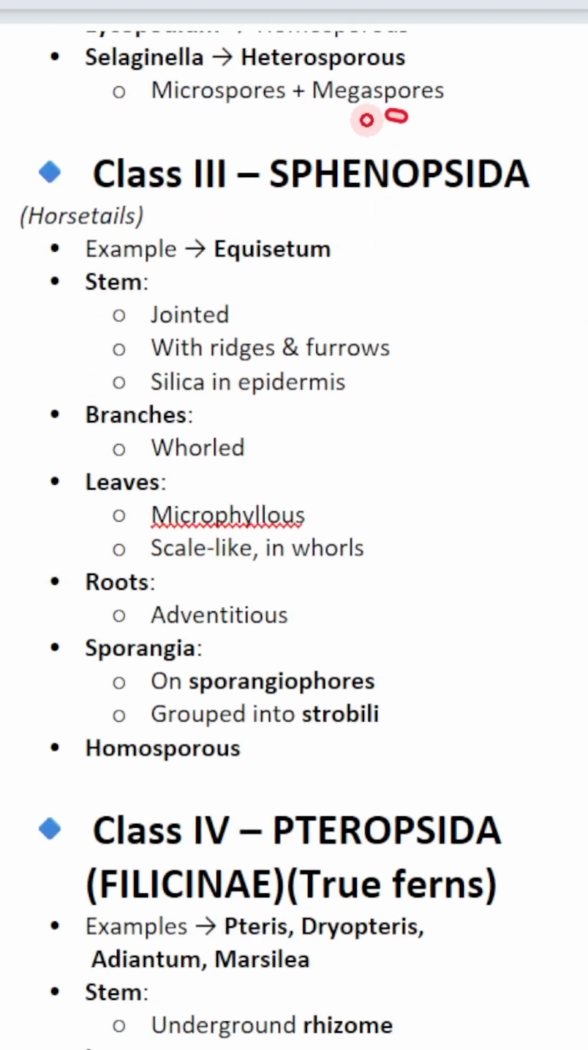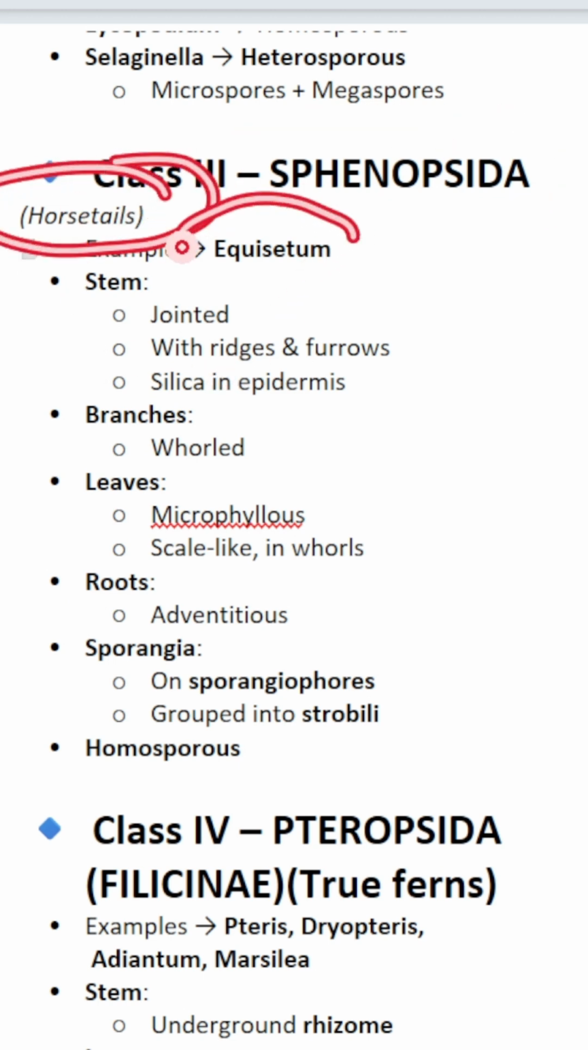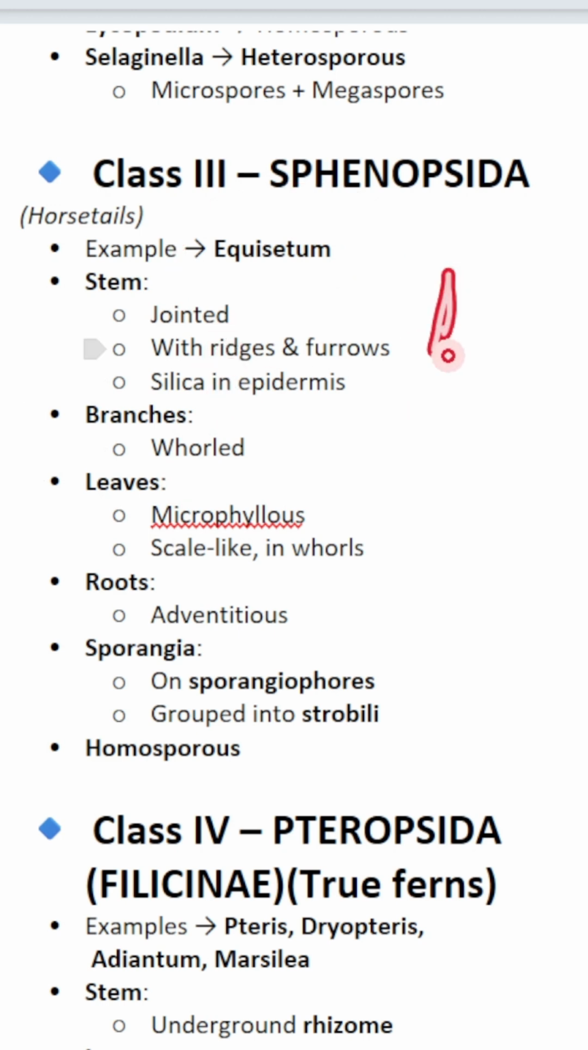Now the third class is called Sphenopsida. Sphenopsida is normally called horsetails, and the best example is Equisetum. The stems are jointed, with a node-like appearance.